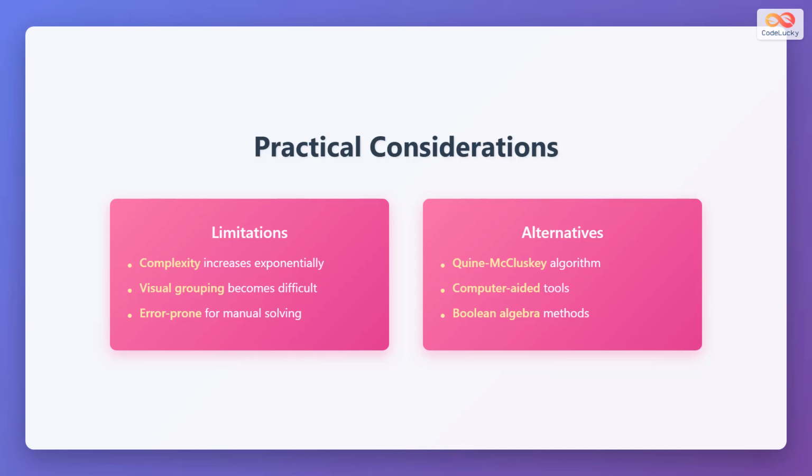When working with Karnaugh maps, it is important to consider some practical limitations. As the number of variables increases, the complexity grows exponentially, making the map more difficult to manage. Visual grouping becomes challenging, and the likelihood of errors increases when solving manually. For complex problems, consider alternatives such as the Quine-McCluskey algorithm, computer-aided tools, or standard Boolean algebra simplification methods.